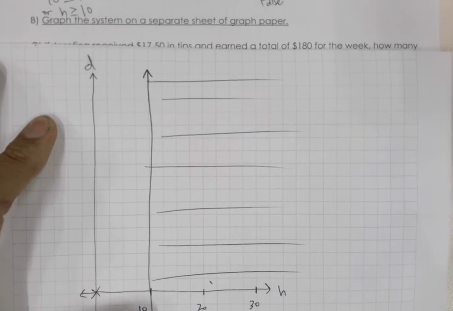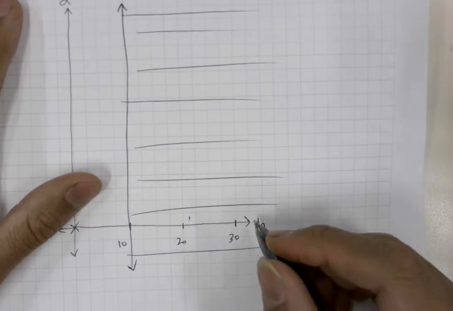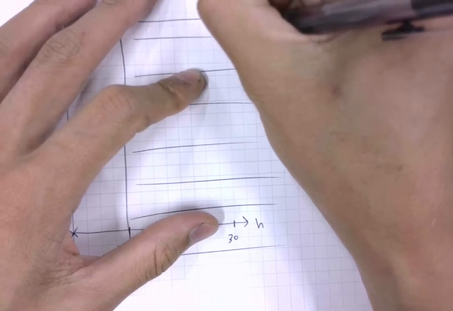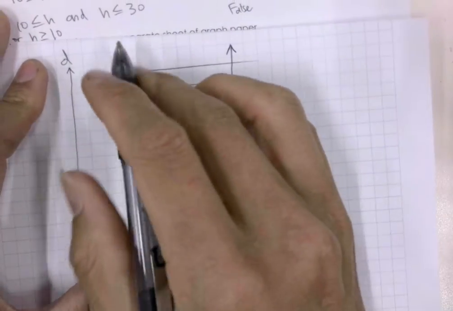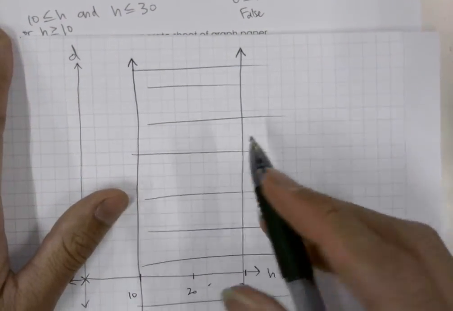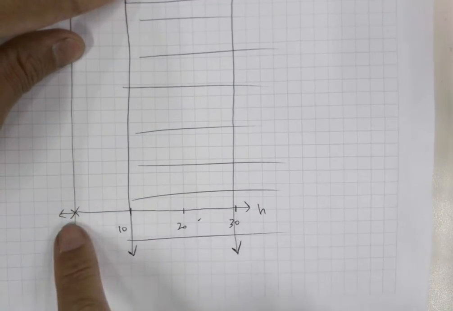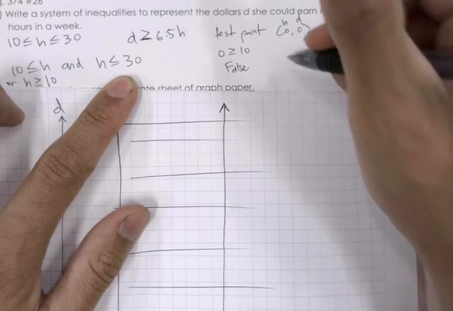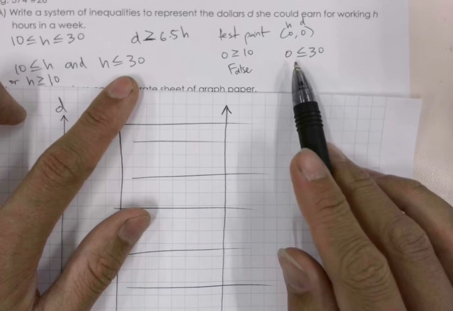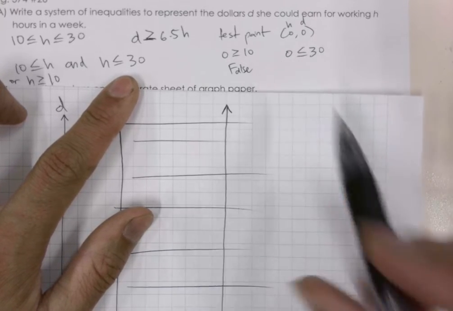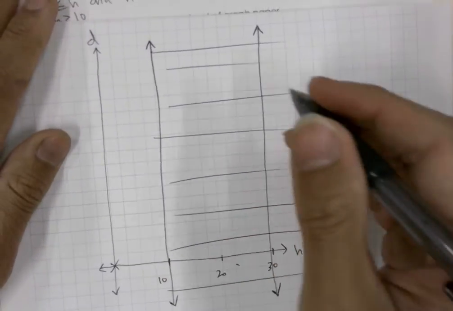Now we're going to go ahead and graph our second inequality. H is less than or equal to 30. So we're here on 30. We're going to draw a vertical line, and it is going to be a solid line because it is less than or equal to 30. And now we're going to use 0, 0 as our test point again because 0, 0 is not on the line. So we put in 0 is less than or equal to 30. And we check, is it true? 0 is less than or equal to 30. Yes, that is true. So since it's true, we're going to shade the side that includes the test point. We're going to shade this side.